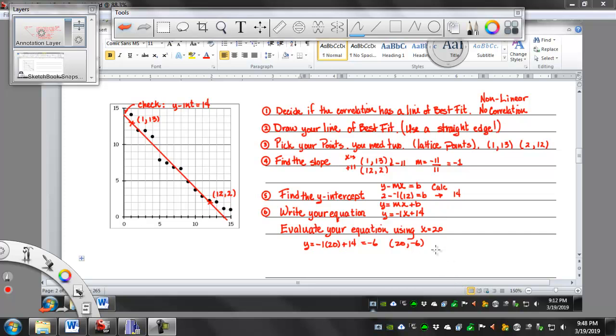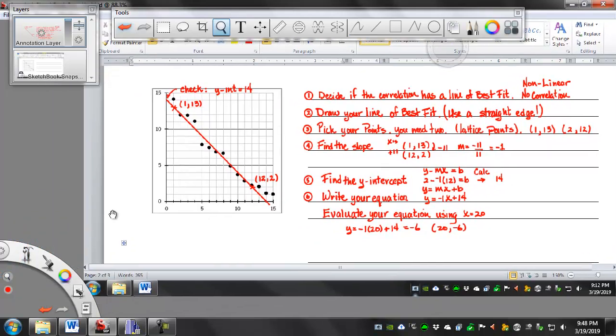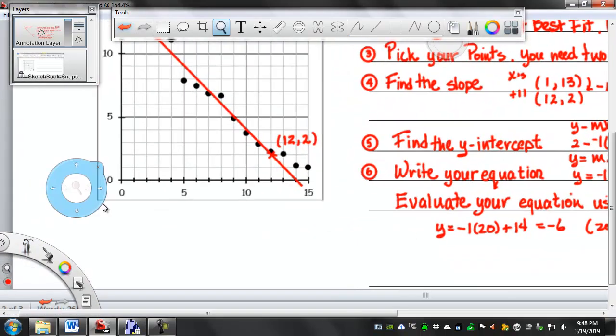Okay, welcome students. This video will help you better understand how to take a scatter plot and draw your line of best fit, find your two ordered pairs from a couple of lattice points, and find the slope, and from the slope to find the y-intercept, and then finally come up with an equation that meets the line. I'm going to go ahead and zoom in so we can look at this a little bit better.